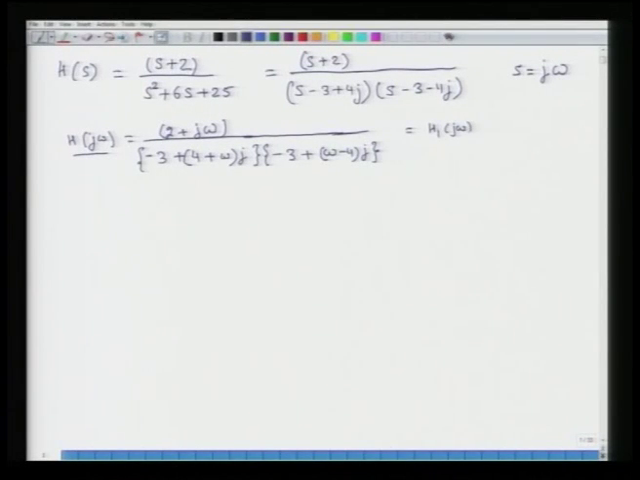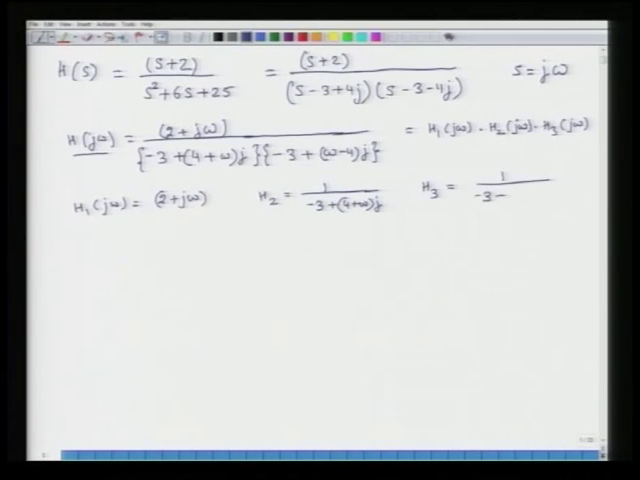So, this transfer function is essentially a product of three individual transfer functions, which is H1 j omega times H2 j omega times H3 of j omega, where H1 j omega is 2 plus j omega, H2 of j omega is 1 over minus 3 plus 4 plus omega times j, and H3 j omega is minus 3 plus omega minus 4 times j. So, this is the expression for H3.